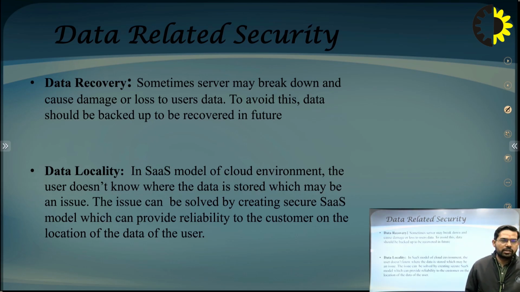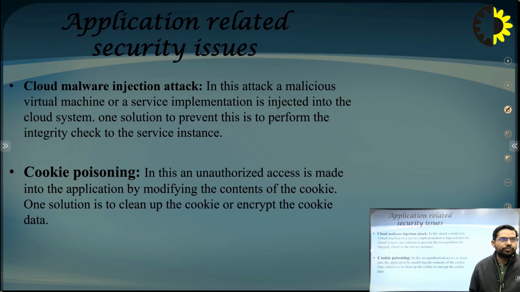Just like one data center is a backup to another place. Data locality in the SaaS model of the cloud environment: the user doesn't know where the data is stored, which may be an issue. The issue can be resolved by creating a secure SaaS model which can provide reliability to the customer on the location of the user's data.